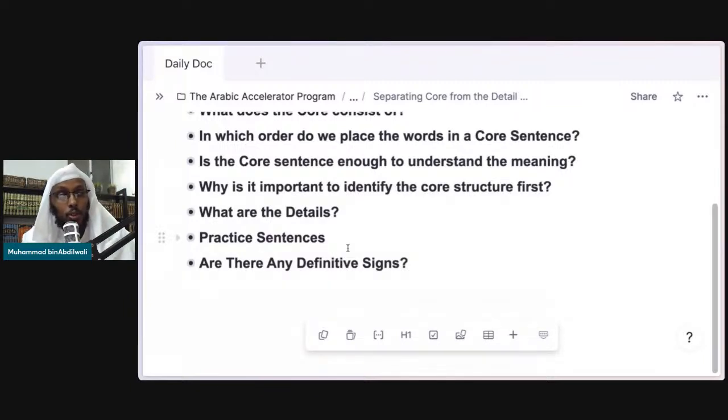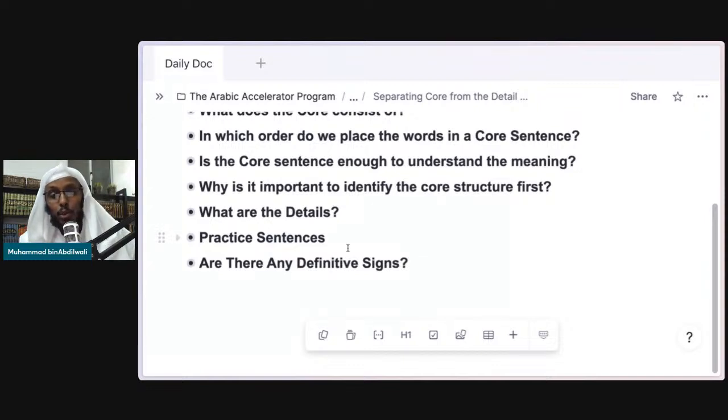Can you give me some definitive signs that I can look out for to determine where the khabar is, or where the predicate is? The subject is normally easy. If we assume the words are in the correct order, by default, then the mubtada is easy. It's the first word in the sentence if it's a noun. But the khabar can be a bit tricky.